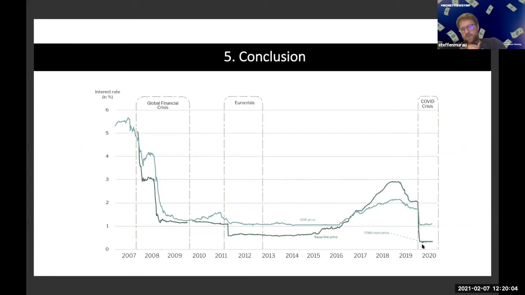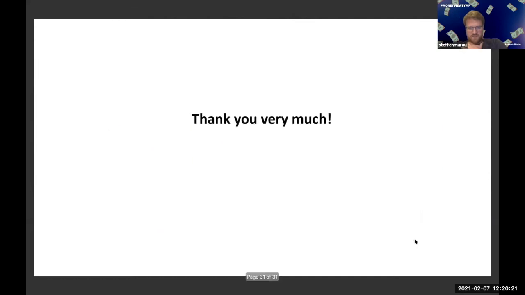And the FIMA repo price is very new. It's just down here, and it's basically at the same level as the swap line price. But as swap lines are typically longer term and FIMA is just overnight, you can also say in quantitative terms that it's much better to have a swap line to get emergency dollars rather than having to resort to FIMA. And here I stop. Thanks.